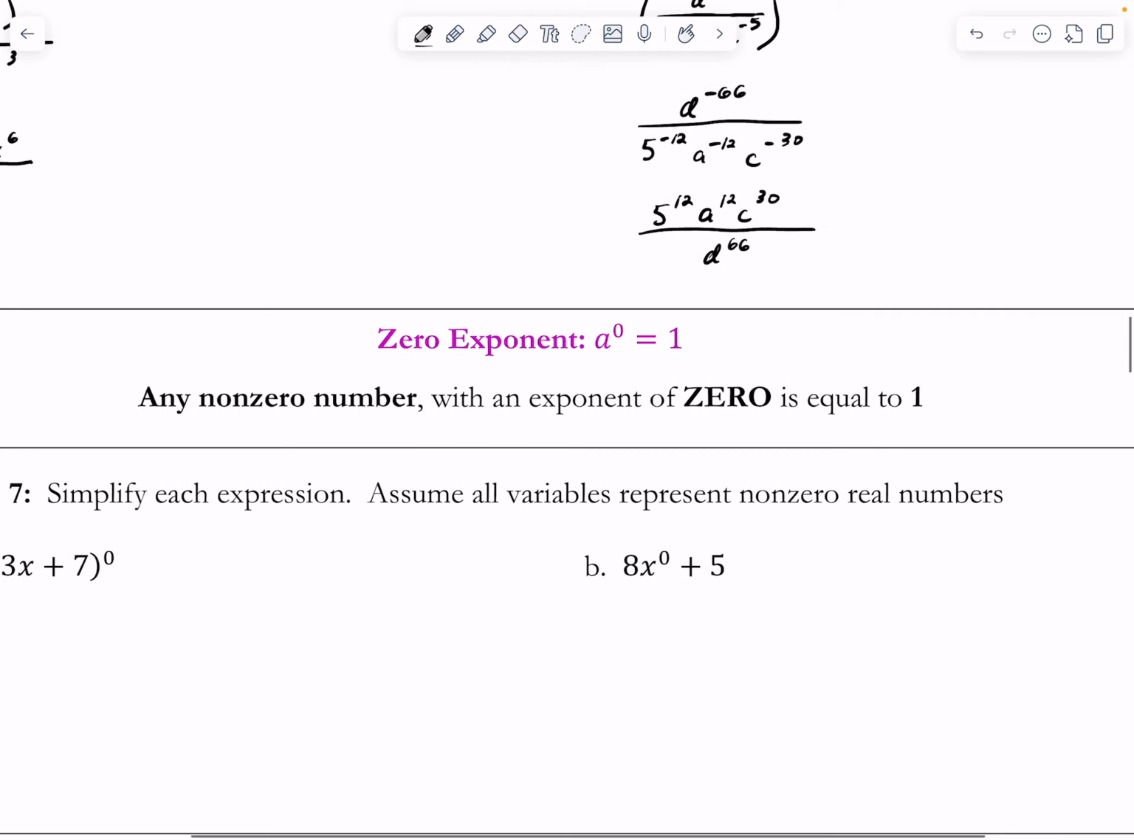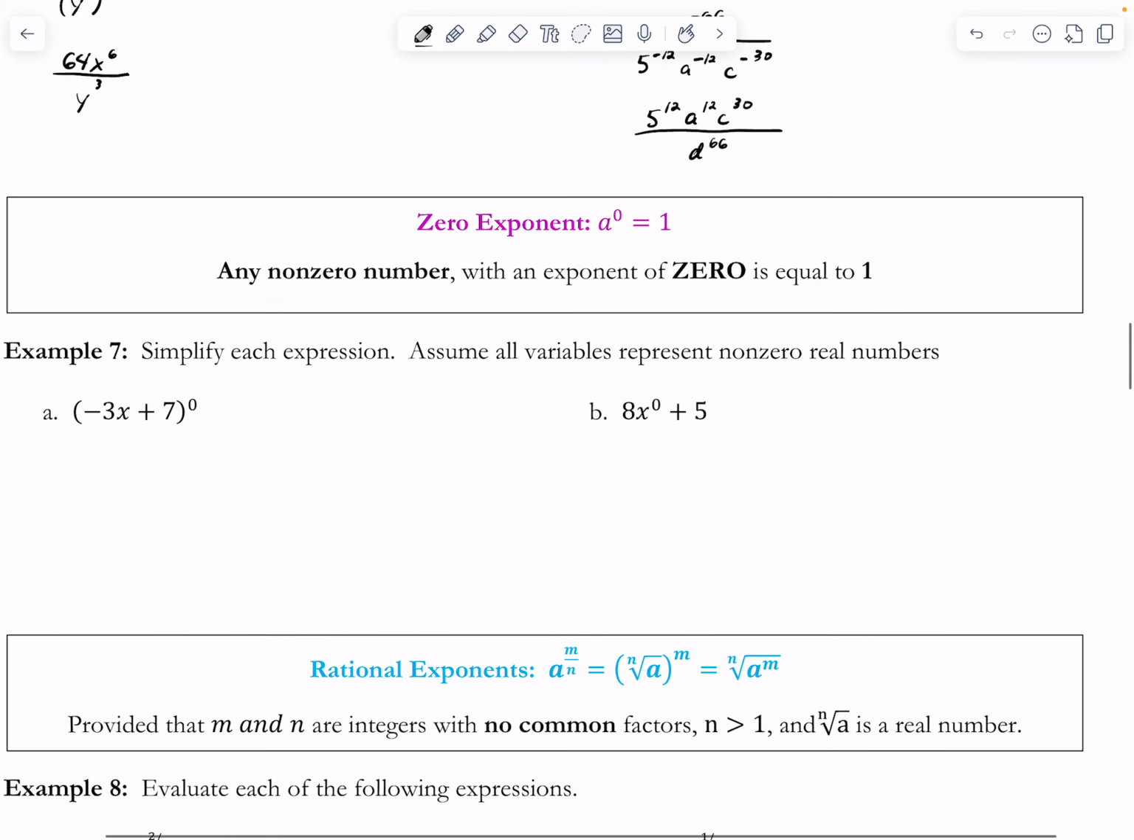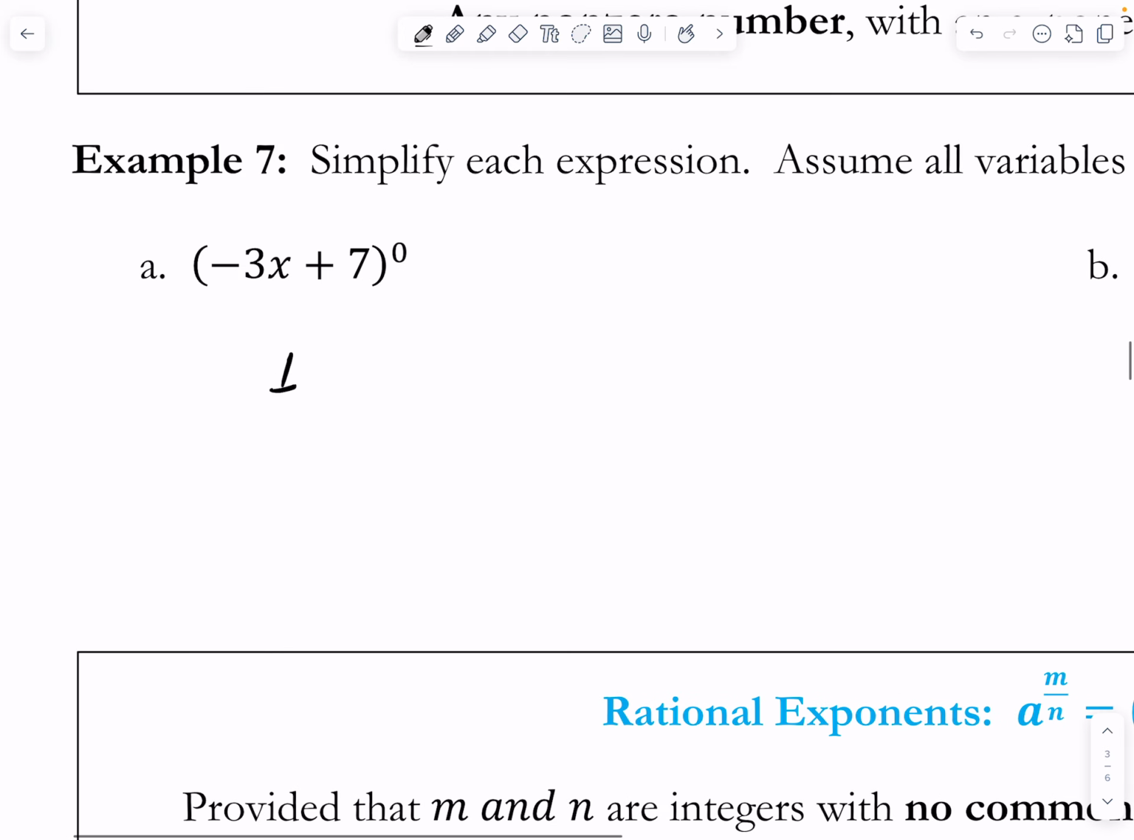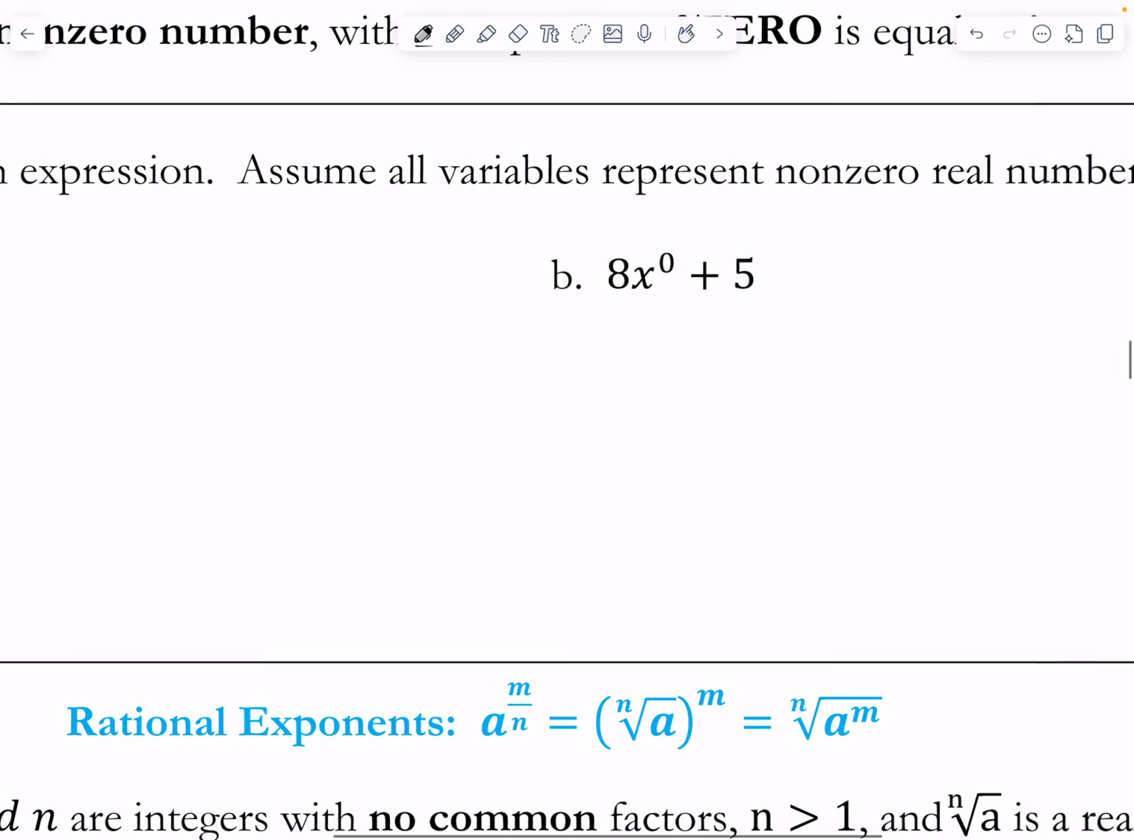Okay, next up is the 0 exponent rule. Anything raised to a power of 0 is equal to 1. So this whole thing being raised to a power of 0 makes it just 1. Very simple. This one's a little bit different.